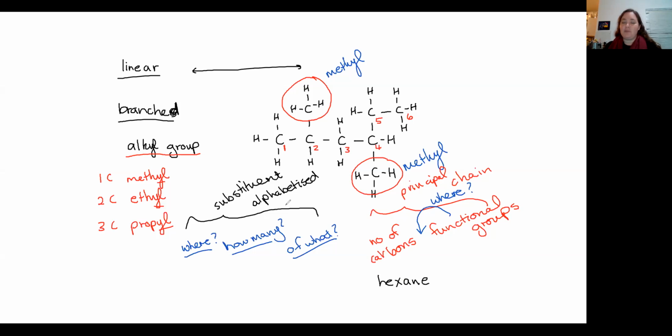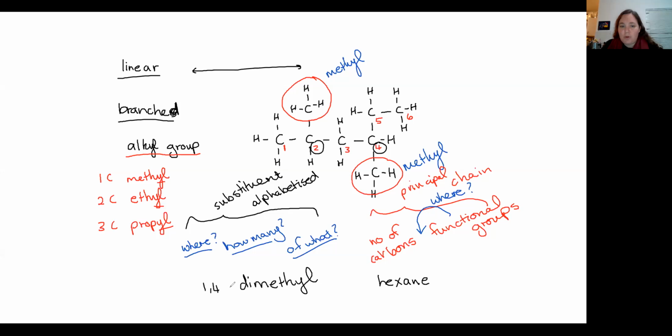Then I have to go back to my substituents. They are both methyls. So because they're the same group, I'm going to say how many, as in di. So I'm going to use the terminology here, dimethyl, okay? And the where, they are in carbon number 1 and number 4. So I make it 1, 4 dimethyl.